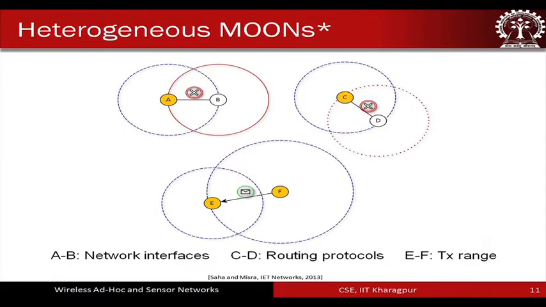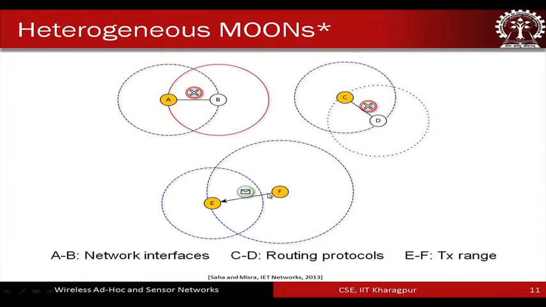Now, another important issue is heterogeneity in MOONs. In MOONs, the nodes exhibit different types of heterogeneity. There is heterogeneity with respect to network interfaces: A and B have different network interfaces, as shown in this figure. C and D use different routing protocols and come in contact with each other. If they are using different routing protocols, how do they handshake with each other?